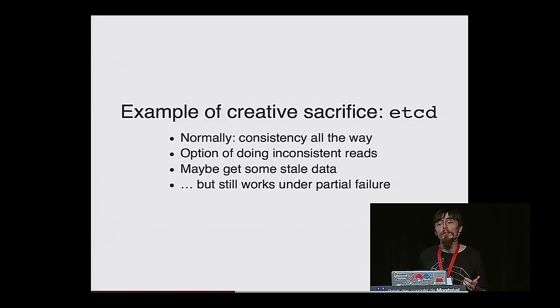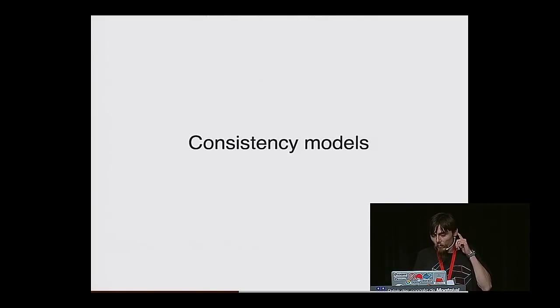etcd gives you the option of doing inconsistent reads. And what that means is, you're not actually guaranteed that if you do the same read multiple times, you're going to get the same thing. Maybe you're going to get some stale data. But the good news is it still works even under partial failures when doing a consistent, expensive read might have failed. And you don't always need strict consistency, right? Sometimes it's totally OK that you get a value from 5 minutes ago. Now, the way that this stuff works is formally called consistency models. And we're going to talk about those for a bit.